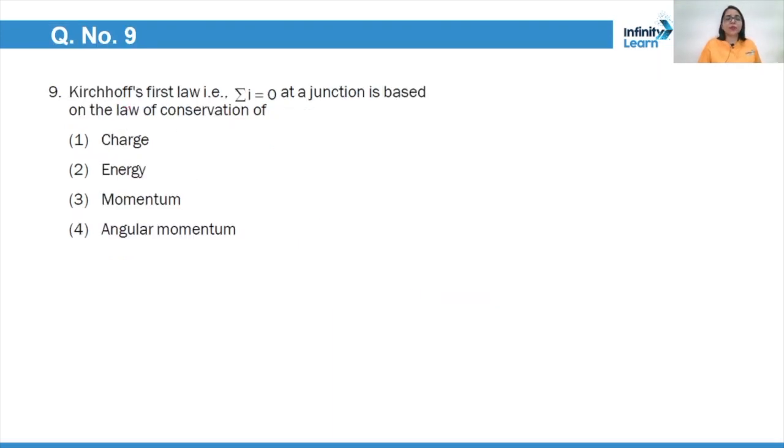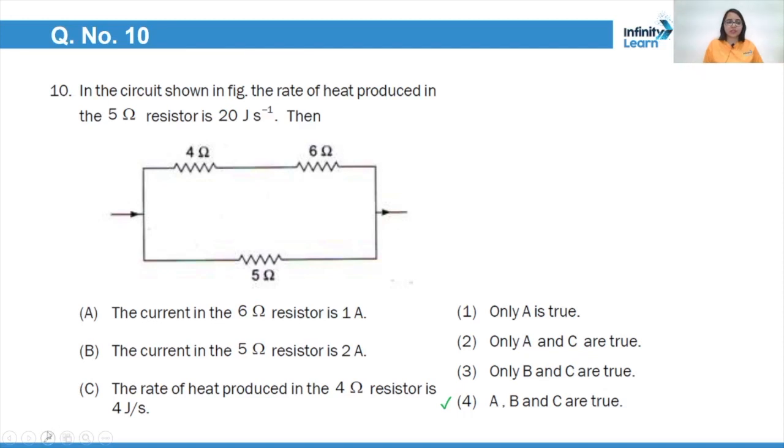Next is question number 9. Kirchhoff's first law, summation I is equal to 0 at a junction, is based on the law of conservation of charge. So correct answer is option 1. Next is question number 10.